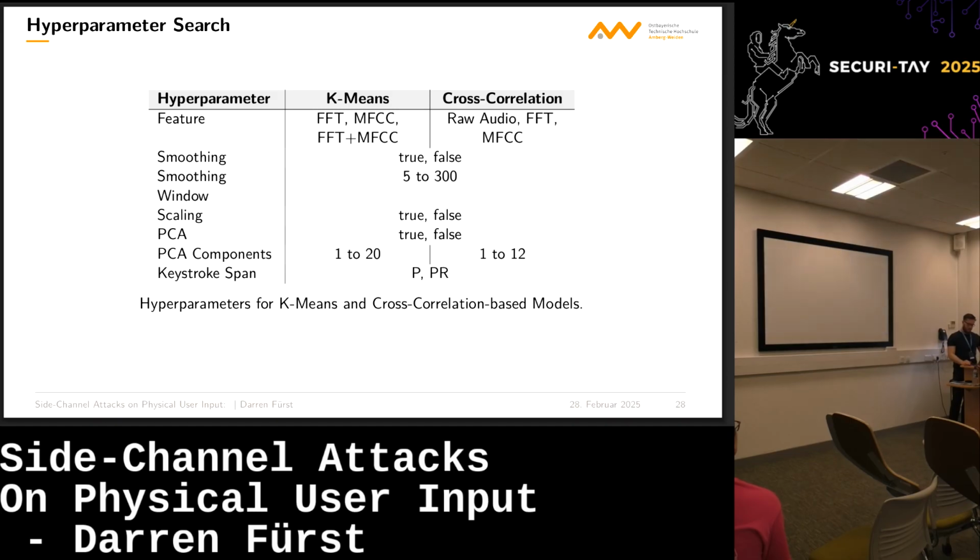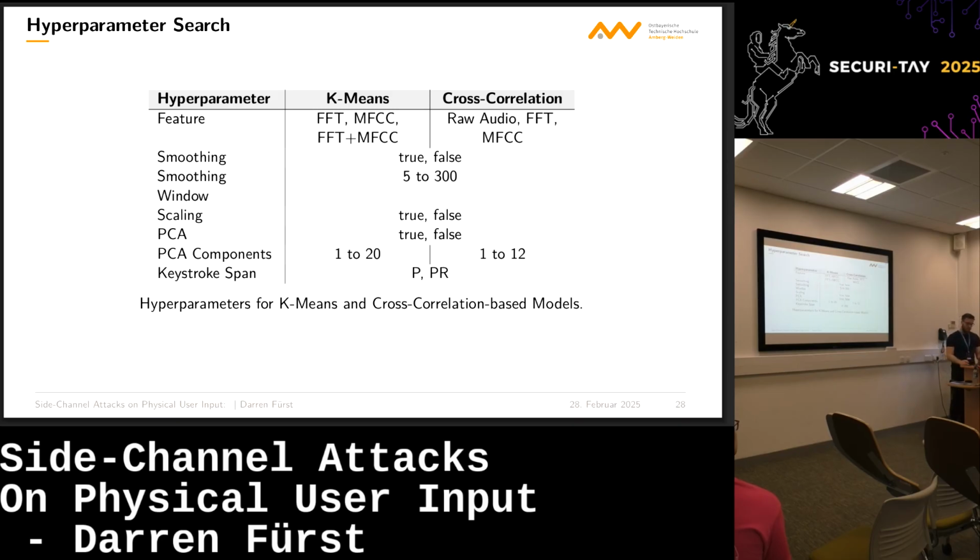So to get the actual model, I did a hyperparameter search. So the k-means algorithm depends on hyperparameters or the actual audio processing that I used. So we looked at the frequency analysis with Fourier transform or MFCC. And then also for cross-correlation, we use raw audio or FFT or MFCC here. And the cross-correlation, I've basically said this is another model, but it's just computing cross-correlation and then using k-means, whereas k-means would use these features directly. Then we did convolutional smoothing as an optional hyperparameter.